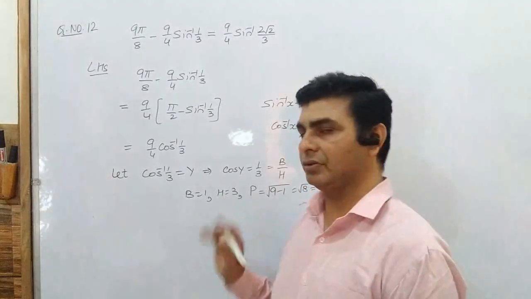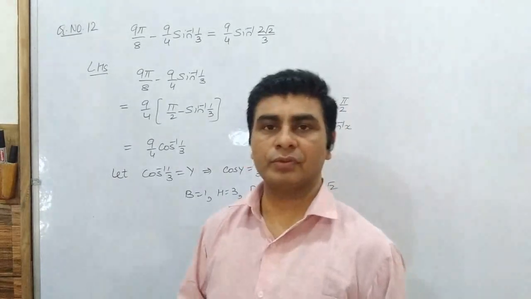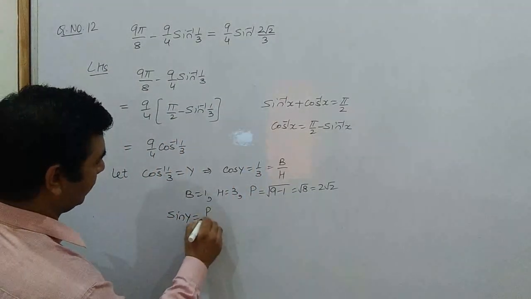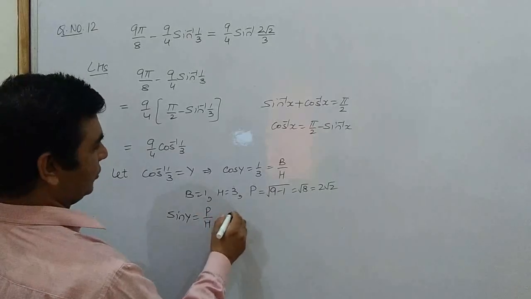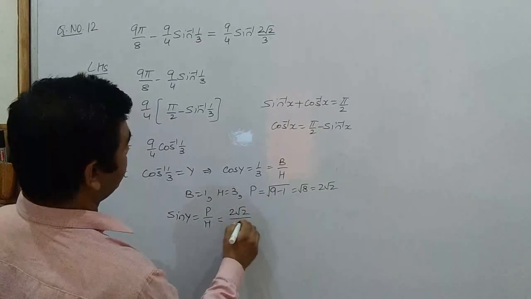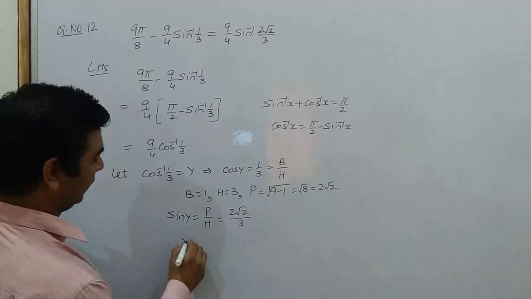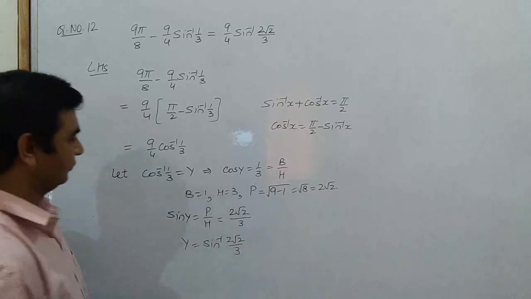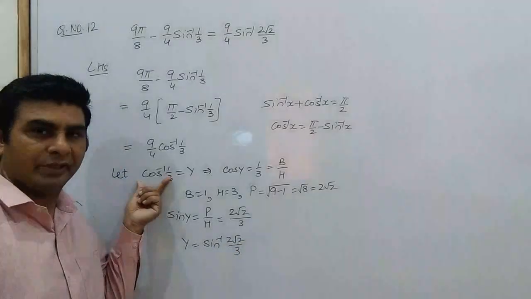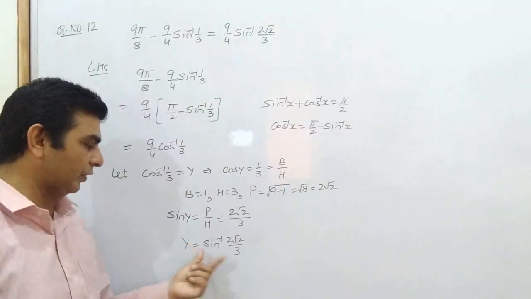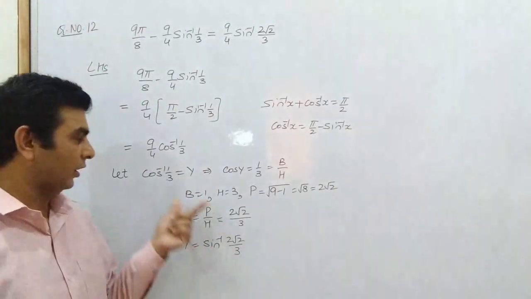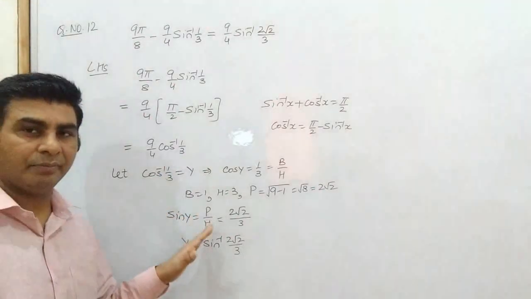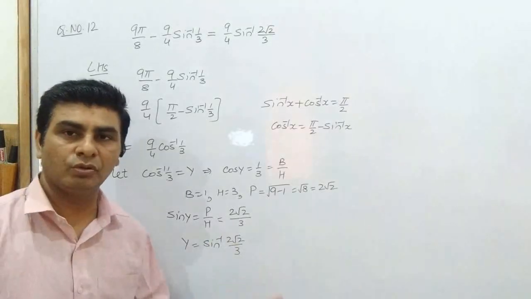Base is 1, hypotenuse 3. So we can find the value of sine y as well, which is given by perpendicular upon hypotenuse, and perpendicular is 2 root 2 by hypotenuse 3. So the value of y will be sine inverse 2 root 2 by 3. Look, I had let cos inverse 1 by 3 be y, and the value of y is also coming as sin inverse 2 root 2 by 3. It means both are equal to each other. It implies cos inverse 1 by 3 can be replaced by sin inverse 2 root 2 by 3.